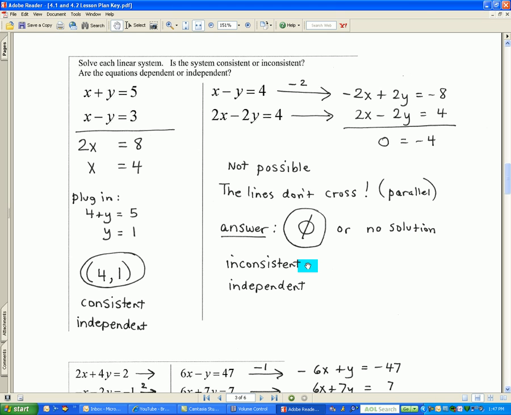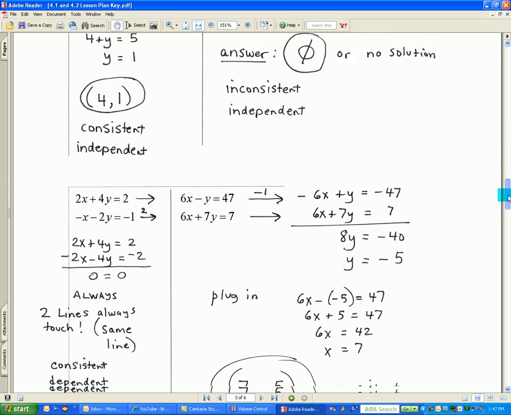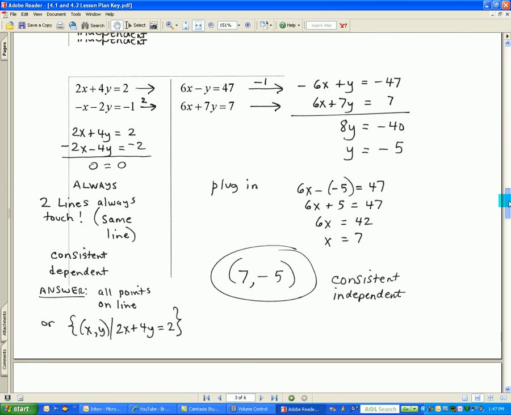This is called an inconsistent system because it has no answers. And it's also independent because two lines never go to lunch together. Got it? Okay.